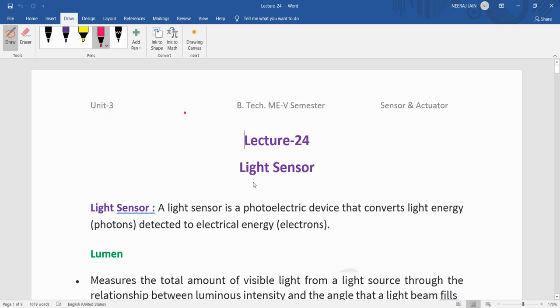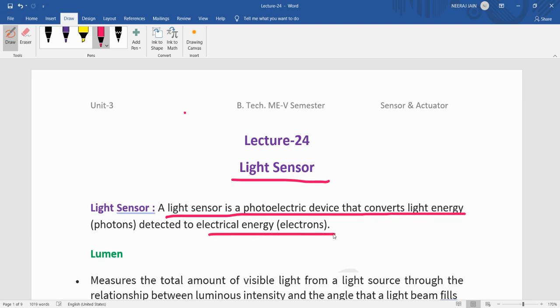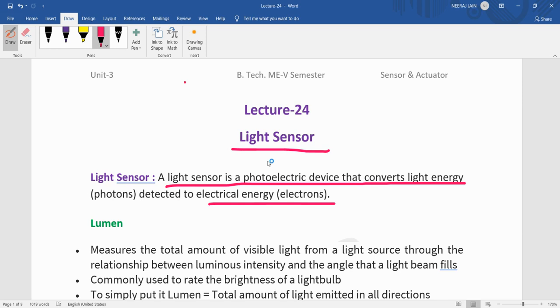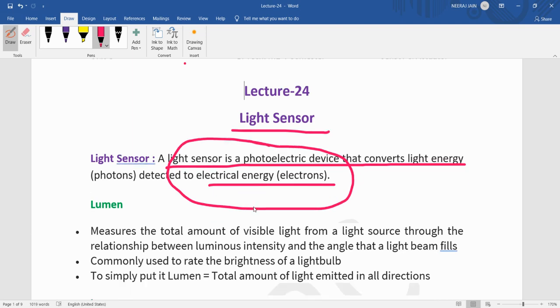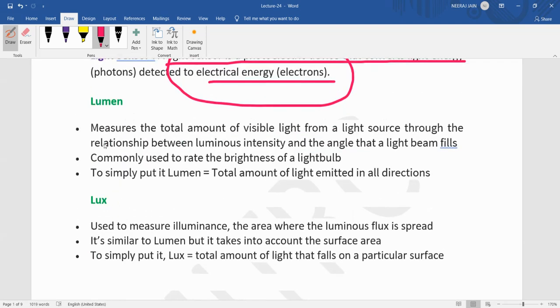Today we are going to study about the light sensors or light transducers. These are used to convert the light energy into the electrical energy. So we can say that light sensors are the photoelectric devices that convert light energy into the electrical energy.